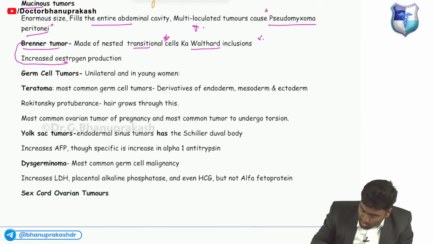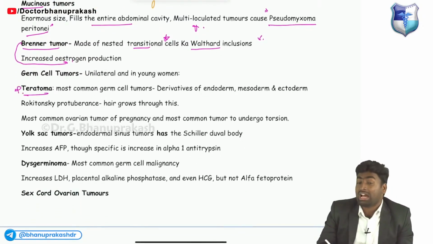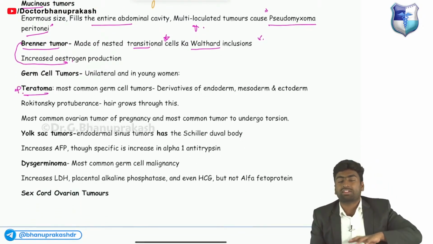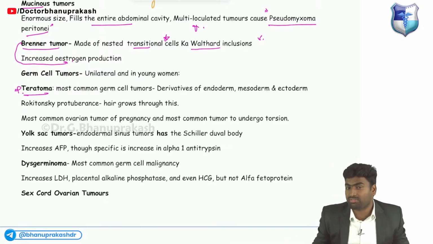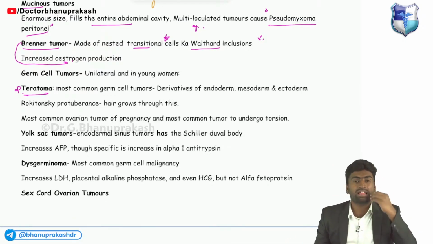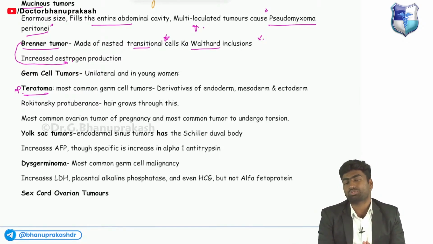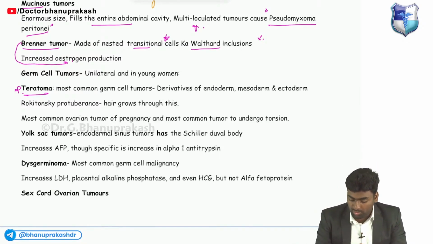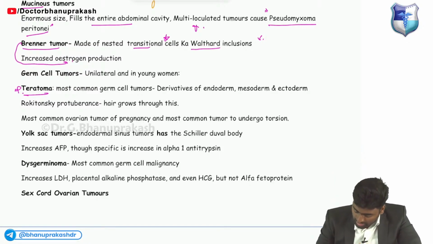Next, about the germ cell tumor, the most common one is the teratoma. And we know in the case of teratoma, there will be multiple lineages of tissues. For example, hair will be there, a tooth will be there, fat will be there, and there is a protuberance, which is known as Rokitansky protuberance.